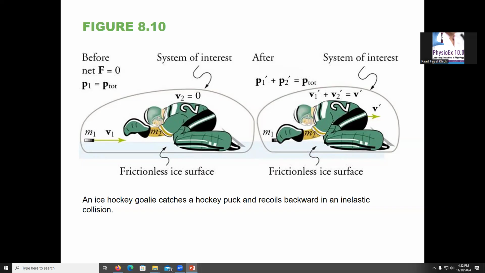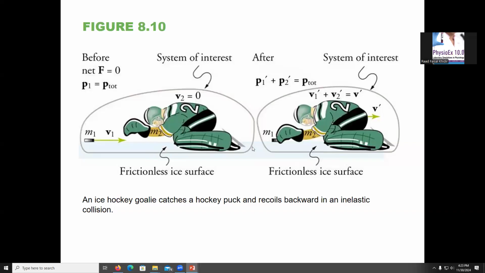Okay, so this is a system of interest where we have a frictionless ice surface, and you have this puck moving with mass 1 with a velocity in this direction. Then you have this player who is mass 2 and is going to move back once it's hit by this M1 puck, and they're going to move together as one system. So an ice hockey goalie catches a hockey puck and recoils backward. What kind of collision is that? They are stuck together now. M1 and M2 are stuck together and they move backward in an inelastic collision.